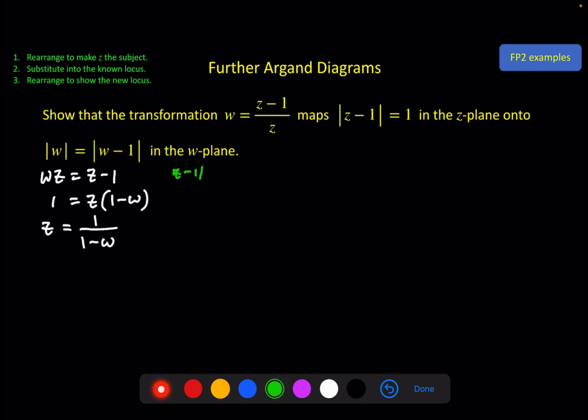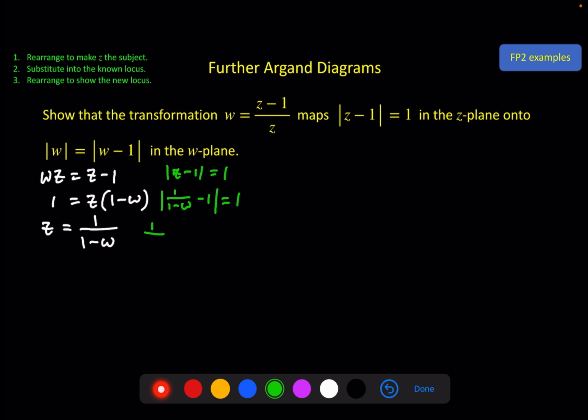Z minus 1 is equal to 1 becomes 1 minus 1 over w minus 1 equals 1. Now I have to rearrange to interpret the new locus. Specifically, I need to finish with this statement here. To do that, I think the first thing I should do is combine these into a single fraction.